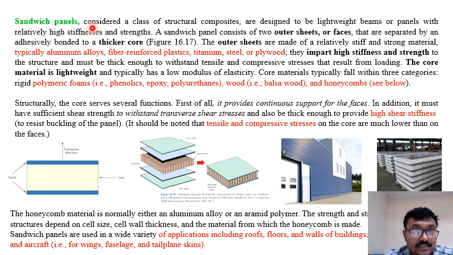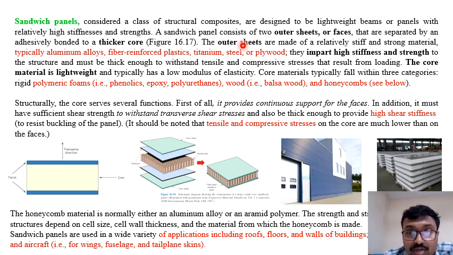Next one, sandwich panel, is considered a class of structural composite designed to be lightweight beams or panels with relatively high stiffness and strength. A sandwich panel consists of two outer sheets or faces that are separated by and adhesively bonded to a thicker core.